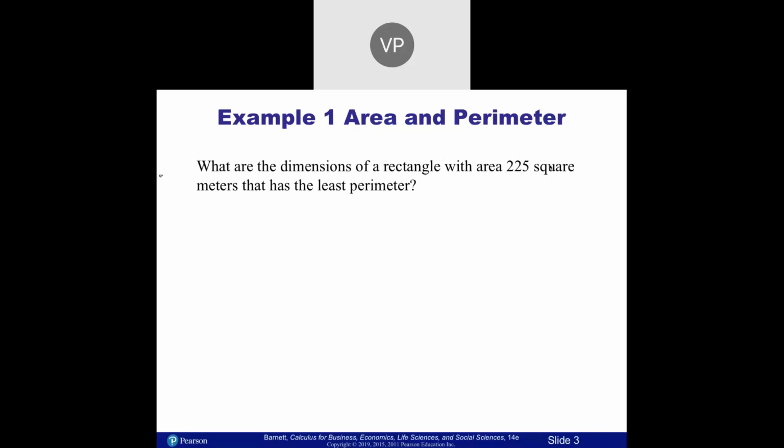So the first example, we're going to start kind of basic here. What are the dimensions of a rectangle with area 225 square meters that has the least perimeter? So let me just give you a couple of examples here.